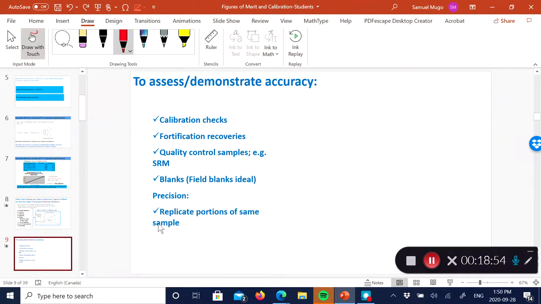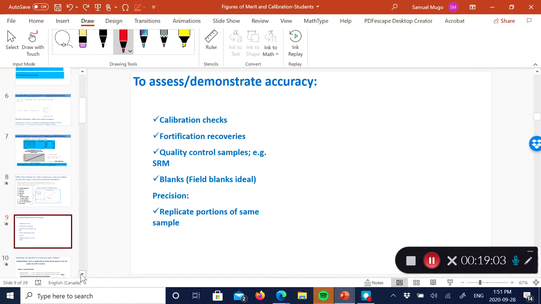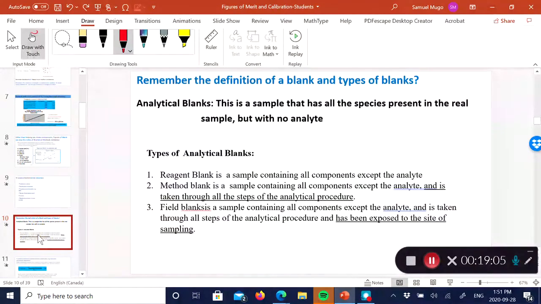And precision, on the other hand, refers to running replicate measurements and calculating the standard deviation. So I think I've already talked about this, the analytical blank. This is a sample that has all the species present other than the analyte. So it doesn't have the analyte, but it has all the other species in the sample present. Now, there are three types of analytical blanks, okay?